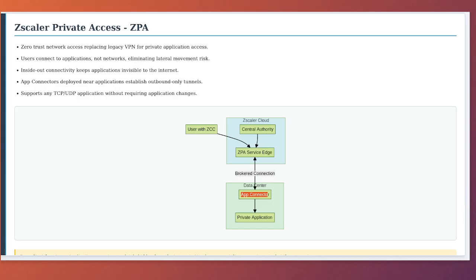In the diagram, you can see the ZPA architecture. The user with ZCC installed makes an application request. This request goes to the ZPA service edge in the cloud. The central authority verifies identity and checks policies. The app connector, which maintains an outbound connection to the cloud, is instructed to connect to the private application. The service edge brokers the connection between user and application, creating direct secure access without network access.